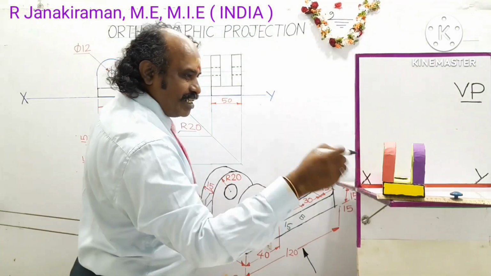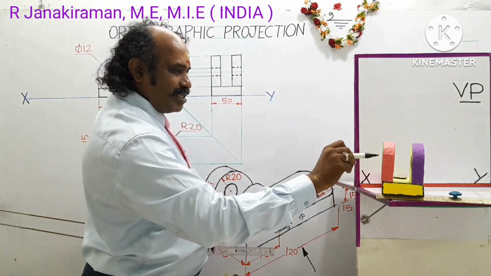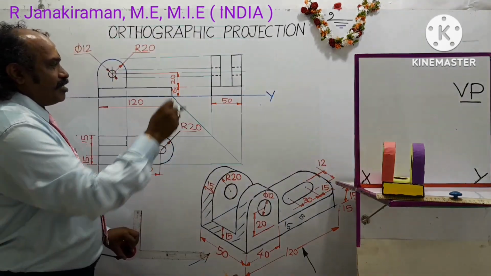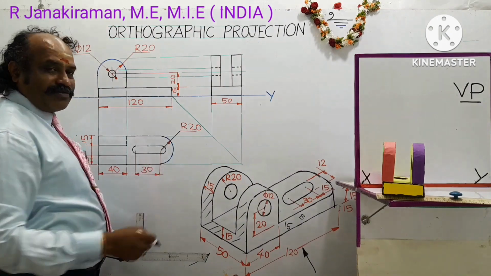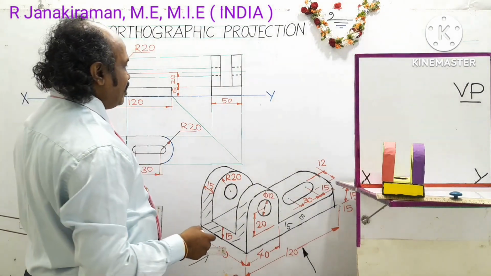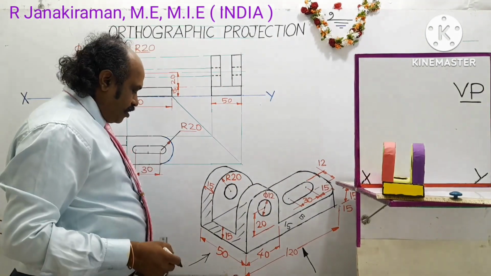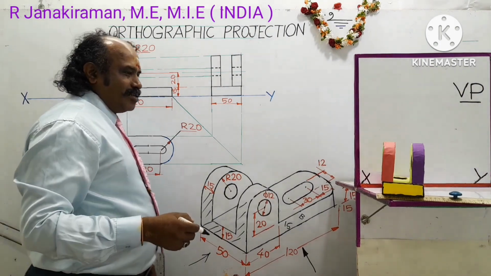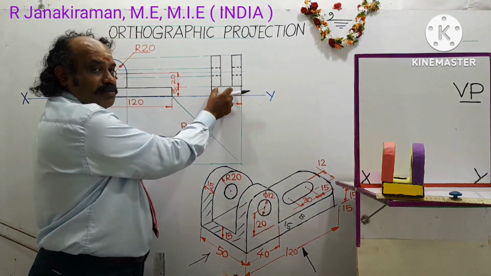The passage is not seen in this direction, but something is passing. That is the hidden hole, and it is to be shown by means of a dashed line. Next, another dashed line is to be drawn on the base part of the object.